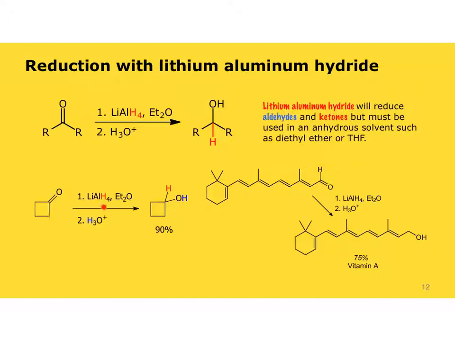So here are two simple examples. This cyclobutanone is reduced to cyclobutanol. And here, this is retinal. Remember that? We talked about it previously. In the laboratory, you can reduce that to vitamin A or retinol using a lithium aluminum hydride reduction.